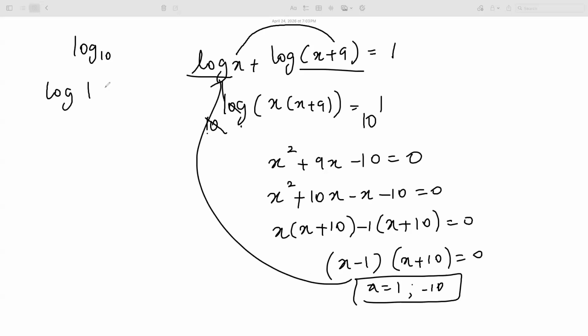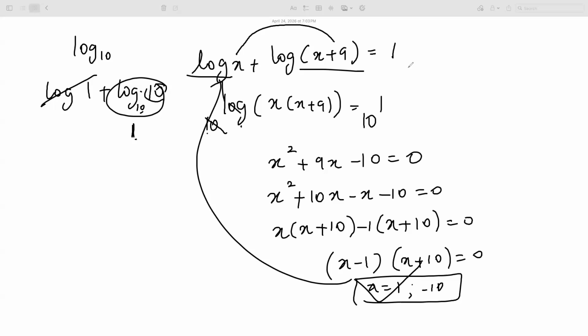So you will get log 1 plus log 10, correct? So if you substitute that, that's great. Log 1 is 0, log 10 is nothing but 1 because it is log base 10 of the number 10. So here that will become 1 by properties of log. So this is perfectly correct.